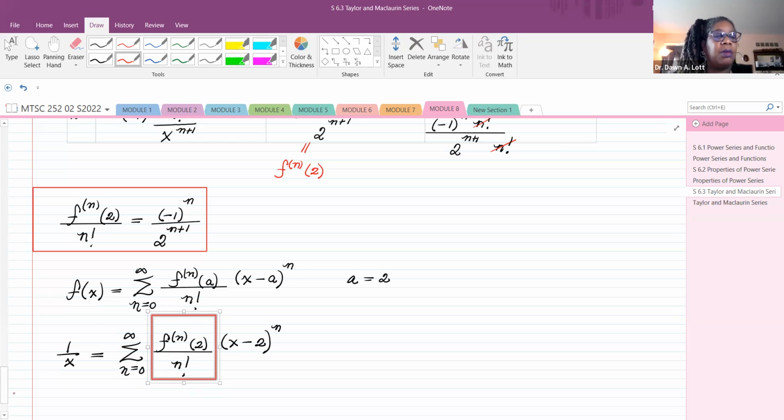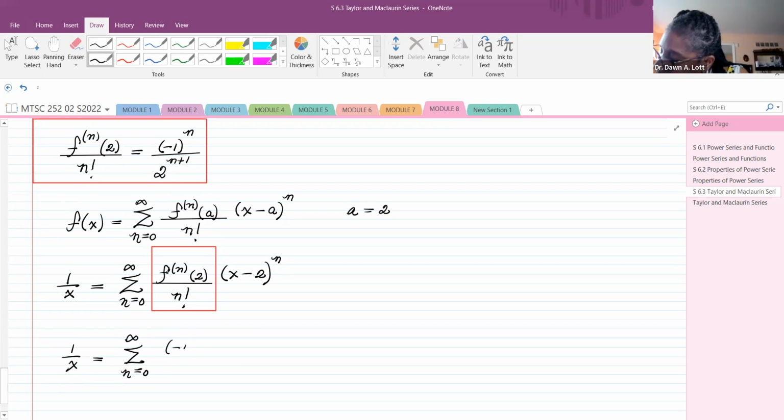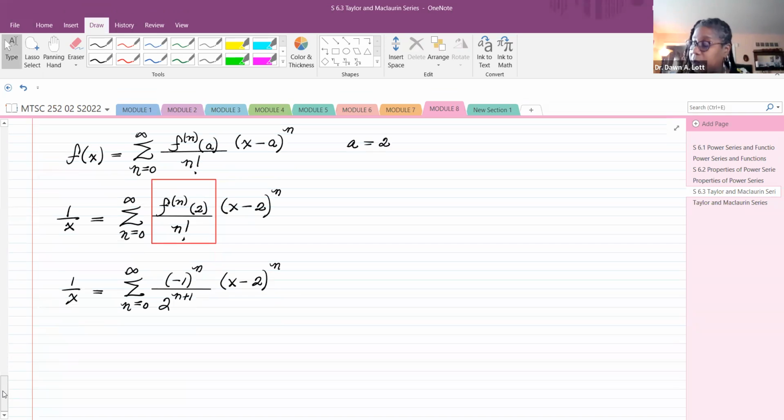All right, so now I'm just going to replace that. So I get 1 over x is the sum n equals 0 to infinity of minus 1 to the n divided by 2 to the n plus 1 times x minus 2 to the n. And I'm going to simplify that and make that look real pretty.